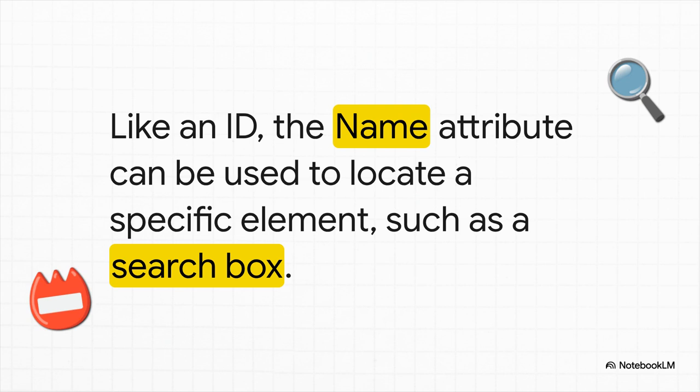Next, we have name. It's a lot like ID, and it's also great for finding unique things. You'll see this one all the time inside web forms, on things like the search bar on Google or the username and password fields on a login screen. It's another super reliable choice, especially if you're automating filling out forms.